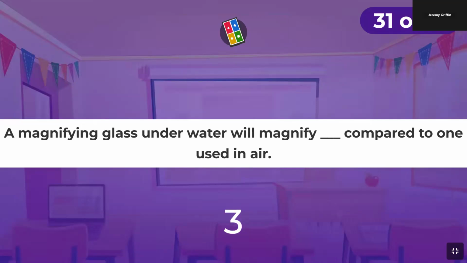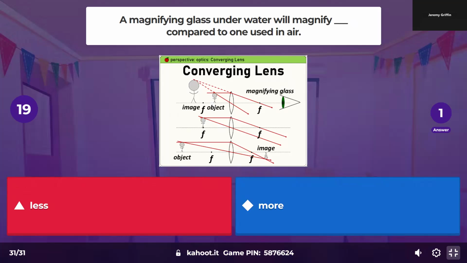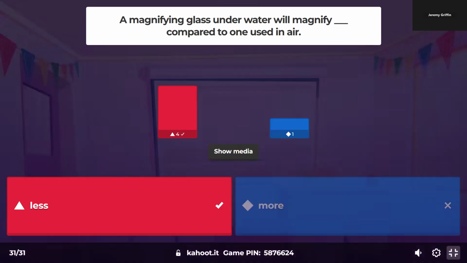A magnifying glass will magnify how underwater compared to used in air? Not as well. And it has to do with comparative indices of refraction.